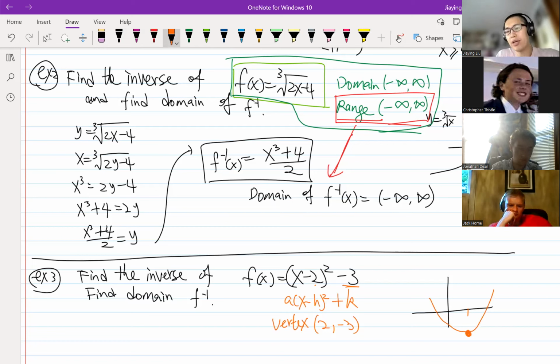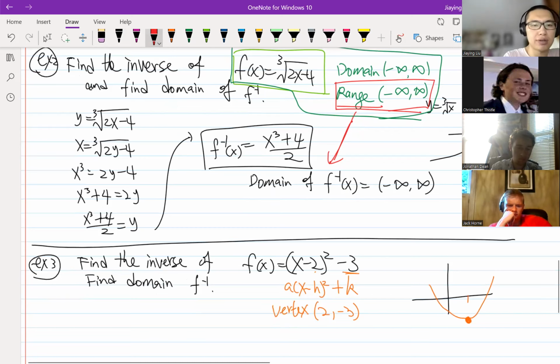Well, we saw it earlier, right? This is not a 1 to 1 function. If it's not a one-to-one function, we cannot find the inverse function like we did before. So what we have to do here is restrict the domain.